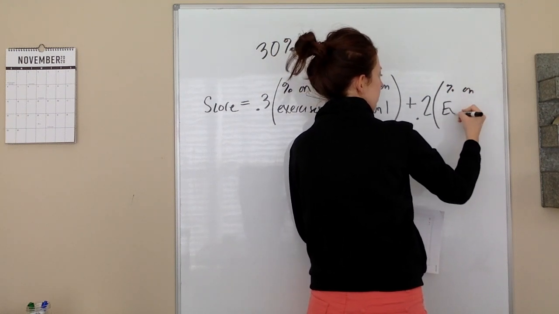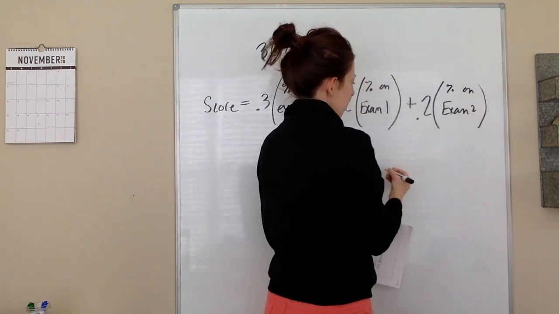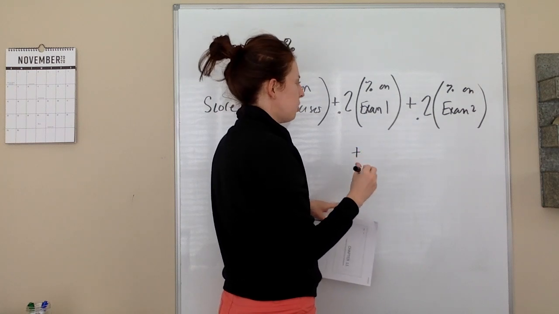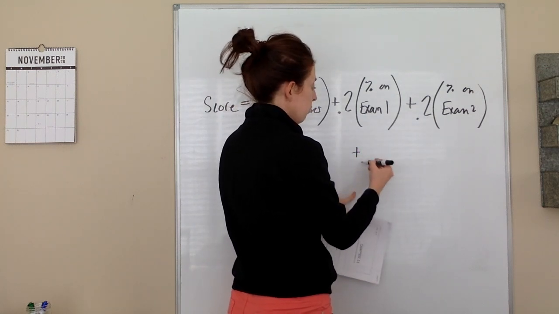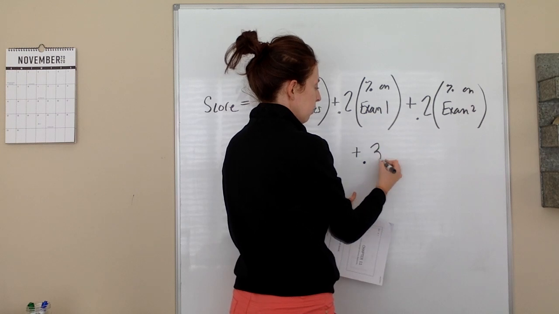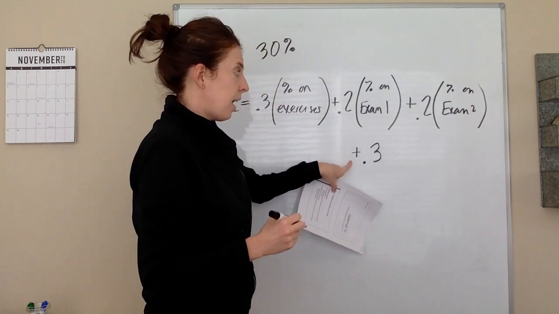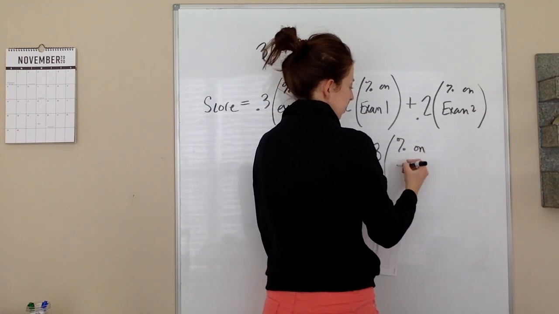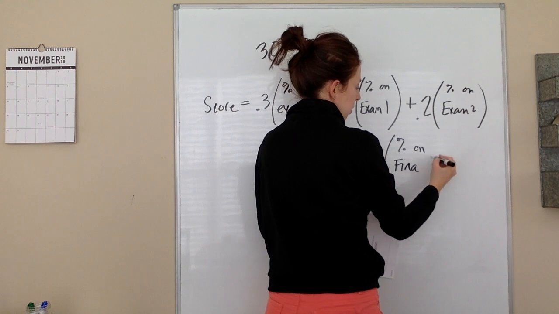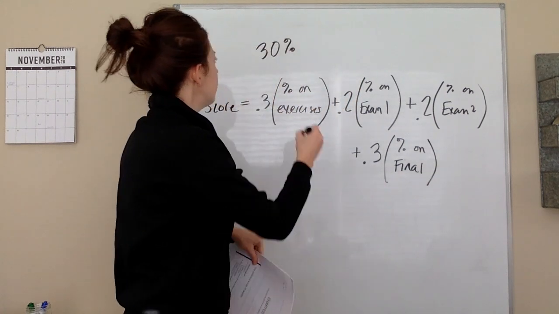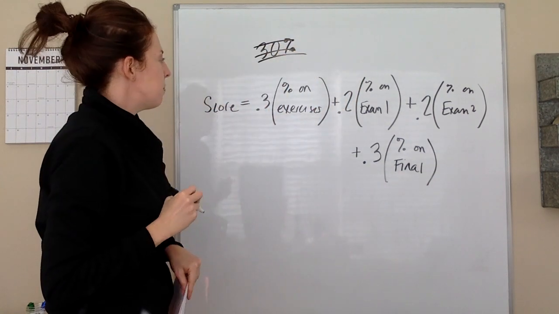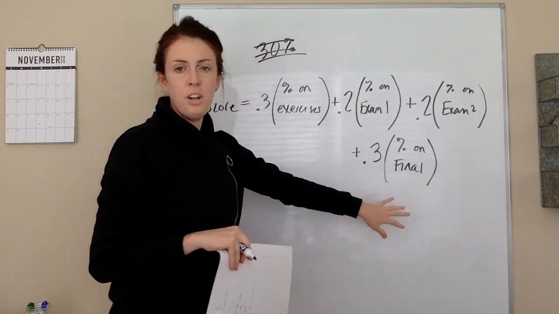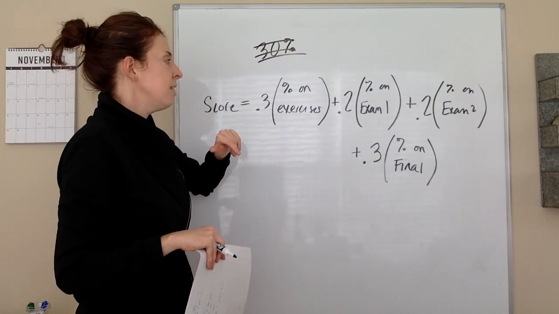on exam 2. And then the last thing you'll need to add on to figure out your score, and this is where you can play with the numbers to figure out what you need, is your score on the final. So the final counts for 30% of your overall course grade. So you'll add on to the end of this 0.3 times your percent on the final. I guess I didn't need to write 30% here. So this is the equation you can use to figure out what you would need to get on the final to get a particular score in the class.